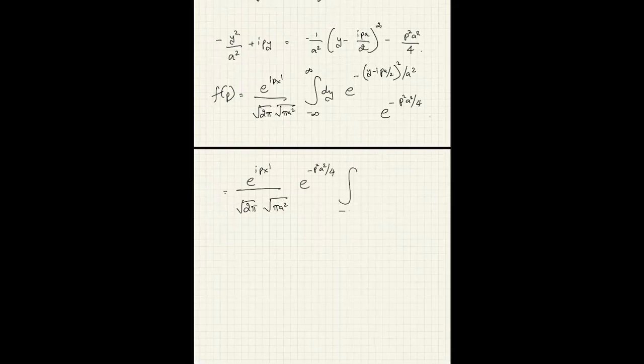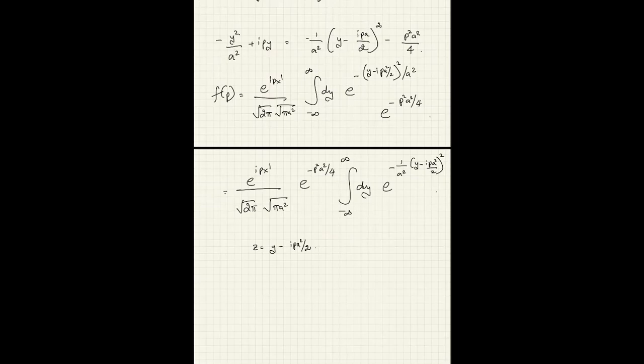times the integral dy e to the minus 1 over a square times y minus ipa square over 2, sorry, quantity square. And now I do a second change of variables and I'm going to call z equals y minus ipa square over 2. Okay.